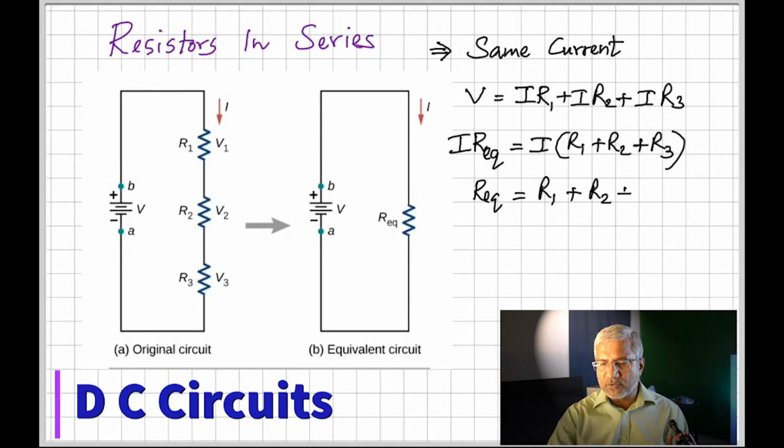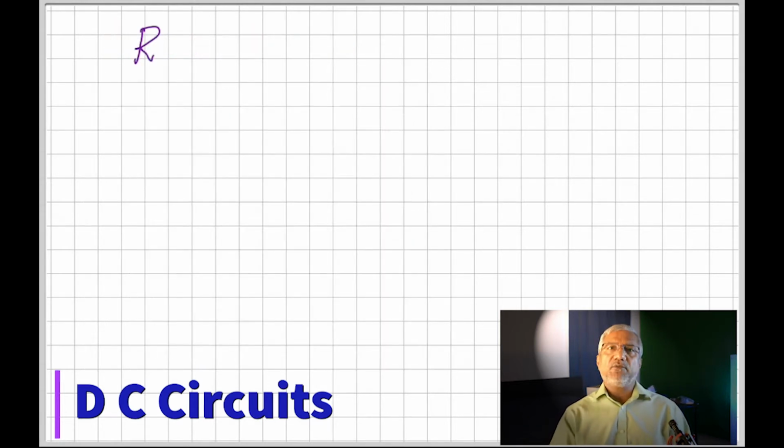So from those two, the I's cancel out, and then it's clear that the equivalent resistance is simply the sum of the three resistors. So whenever resistances are connected in series, the equivalent resistance is the sum of all those resistances. But now let's look at the other connection where you could put resistors in parallel.